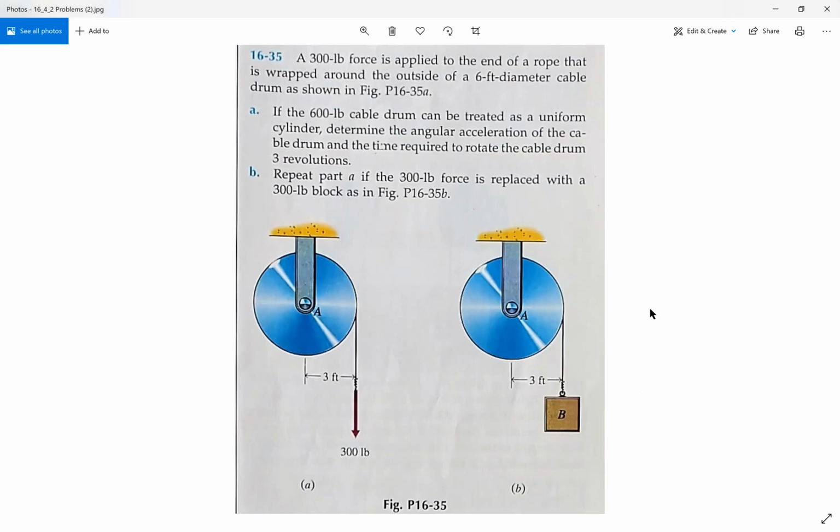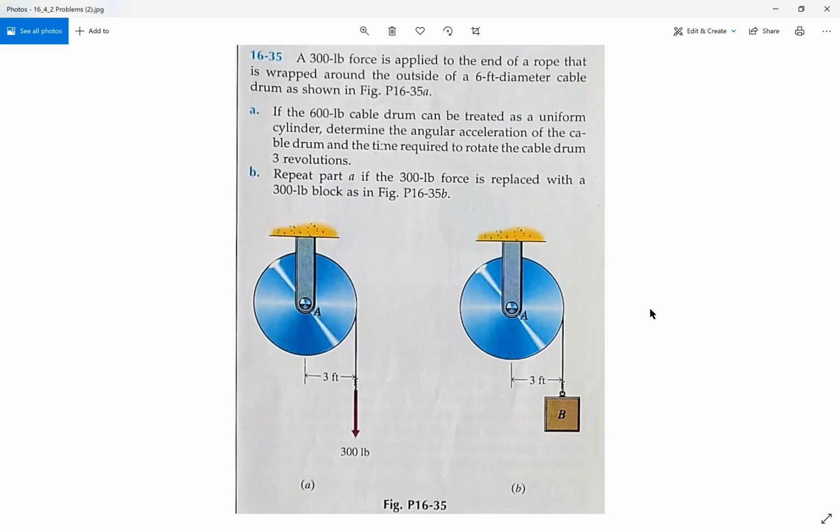This is problem 16-35. A 300-pound force is applied to the end of a rope that is wrapped around the outside of a 6-foot diameter cable drum as shown in the figure below. Part A. If the 600-pound cable drum can be treated as a uniform cylinder, determine the angular acceleration of the cable drum and the time required to rotate the cable drum 3 revolutions.